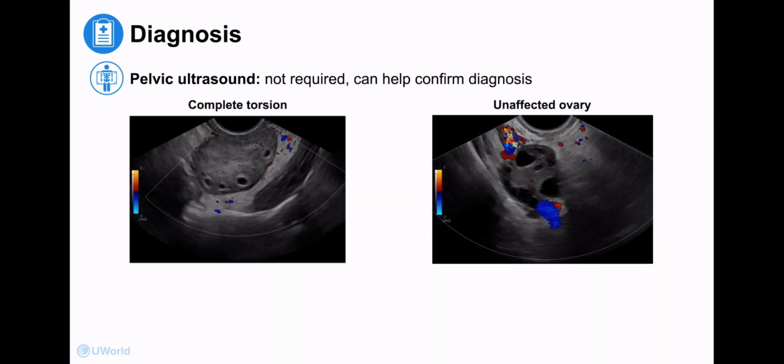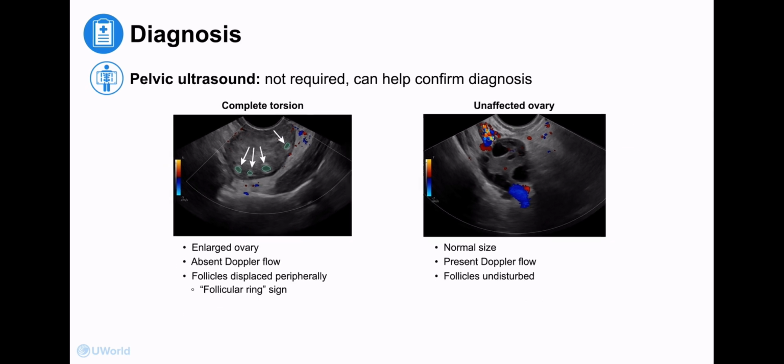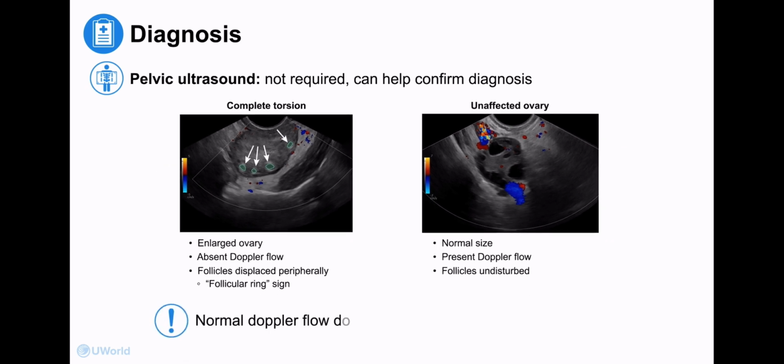With complete ovarian torsion, pelvic ultrasound will most likely reveal an enlarged edematous ovary with absent Doppler blood flow, consistent with ovarian vessel occlusion. The edema can displace follicles peripherally, causing a hyperechoic margin to develop around the follicles, known as the follicular ring sign. However, with partial ovarian torsion, Doppler flow can be normal and does not rule out the diagnosis.